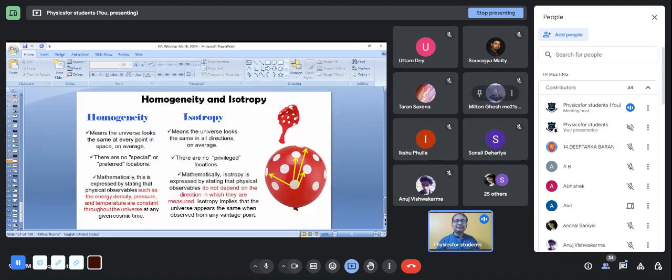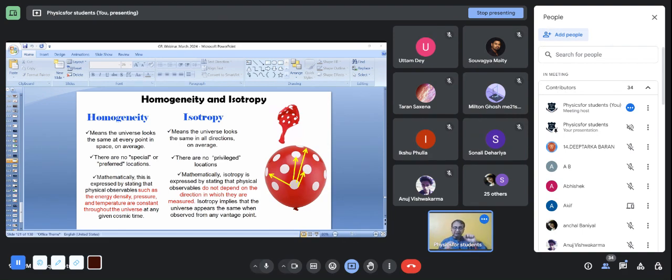Now you see there is an important term, which is called homogeneity and isotropy. Homogeneity means that the universe looks the same at every point. You see here, there, more or less, the universe looks the same, right? There are no special or preferred locations. But there's something called isotropy. Isotropy means the universe looks the same in all directions on average. There are no privileged locations. That means homogeneity tells that energy, density, pressure, and temperature are constant, and isotropy says they're constant in every direction and do not depend upon the direction.